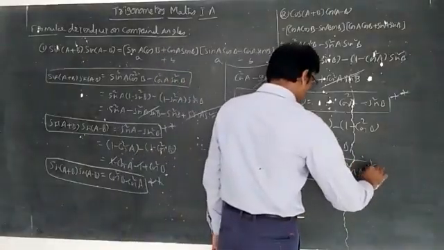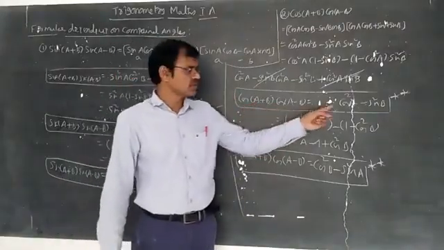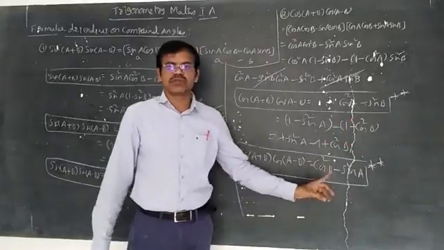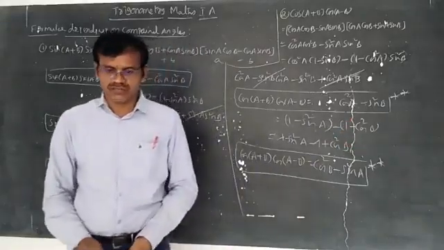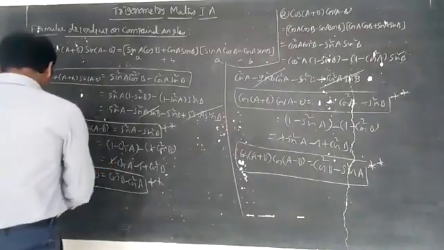This is a formula. Try to understand: cos of A plus B into cos of A minus B is equal to cos square A minus sin square B. A formula is there, and cos square B minus sin square A is also another formula. Now let us write the triple expressions.